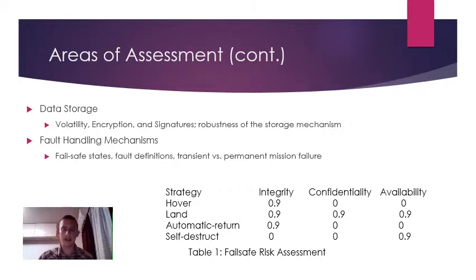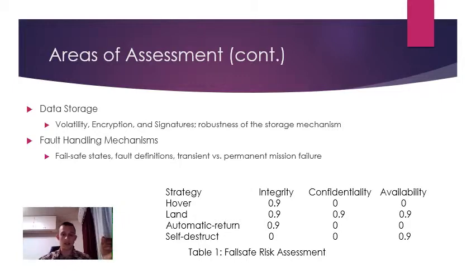And the final area of assessment that they looked at were fault handling mechanisms. Now, these are pretty important. Issues are going to come up in any real-world mission, and any UAV that is operating at military level needs to be able to handle situations either by getting information from the ground control station, or more likely making autonomous decisions on its own. Now, these faults can typically fall under two categories. Either they're transient faults or they're permanent faults.